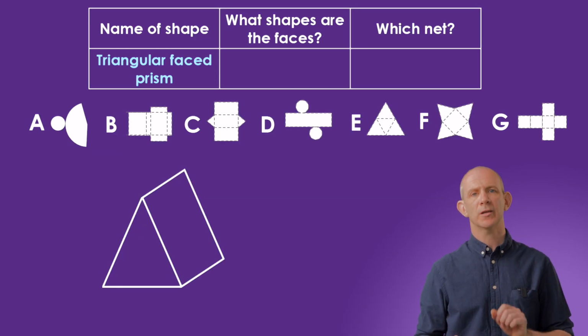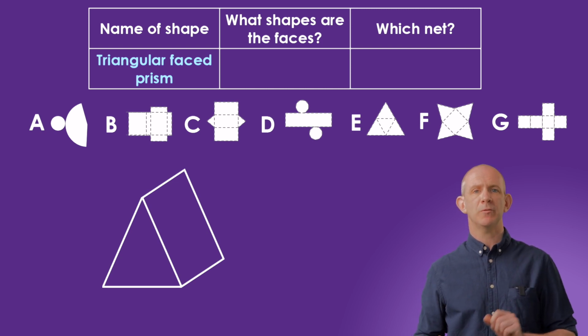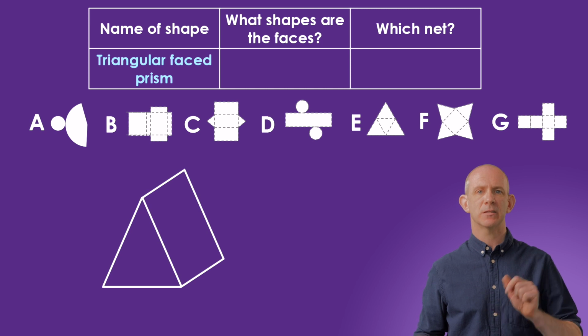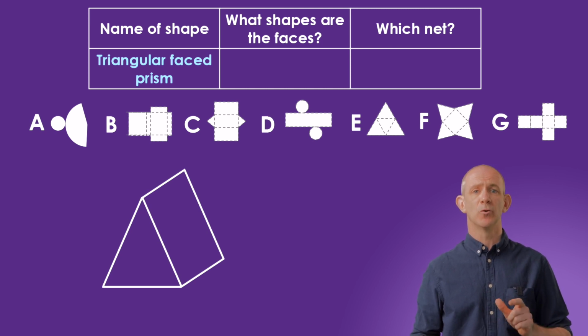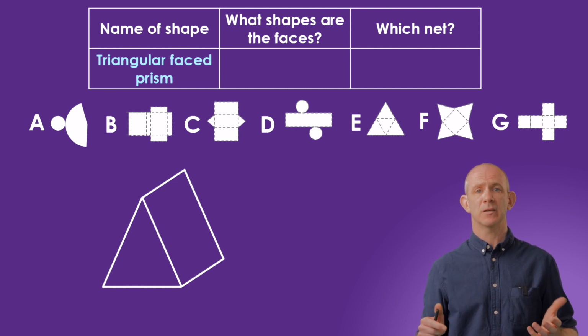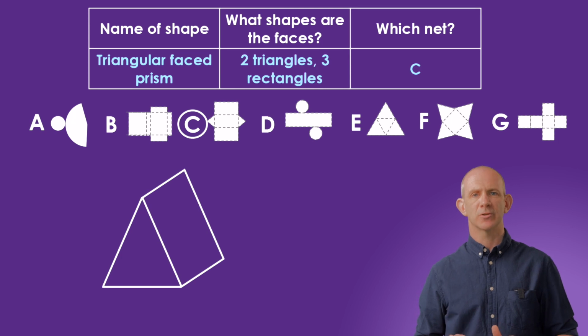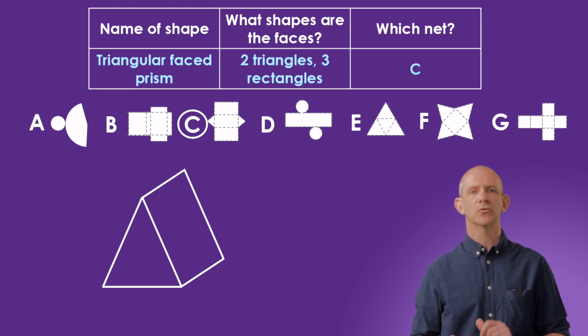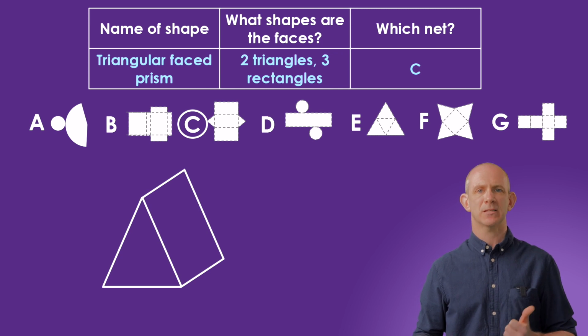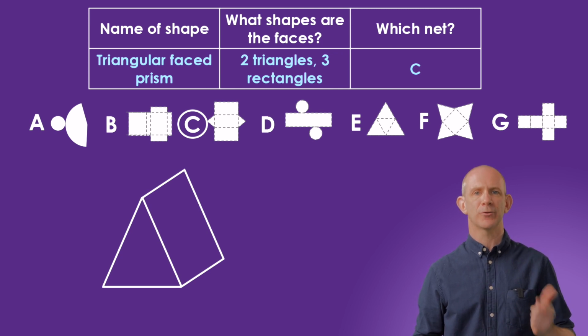Here we've got a triangular prism that we saw right at the start. We need to describe the shape of the faces and the nets that this will match. The net is a 2-dimensional shape that's formed if we were to open up the sides and flatten them out to create a 2-dimensional compound shape. As it's a prism, we know that the sides will be rectangles and the front and the back will be triangles. So I think it's going to be net C, as we can see 2 triangles and 3 rectangles that make up the faces.